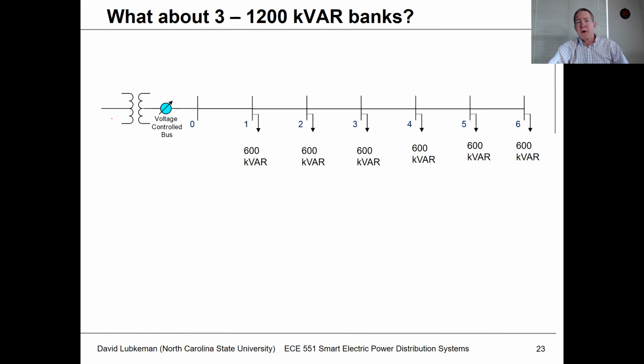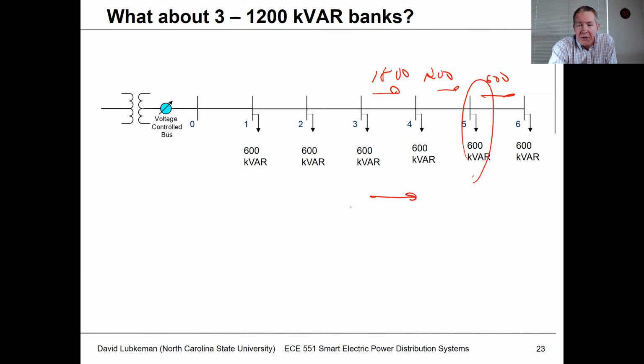So what if we were talking about 3 1200 kVAR banks, where would we put those? Well, again, you look at the kVAR flow. I've got 600 here, 1200 here, 1800 here, etc. So where would I actually put that 1200 kVAR bank? I would look for a location where I've got 600 kVAR flow, which is right here.